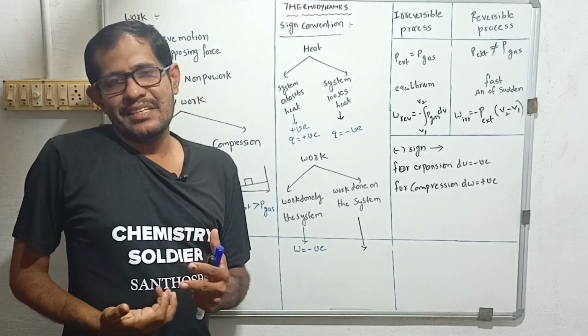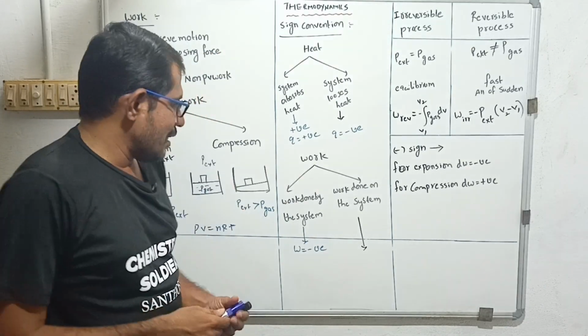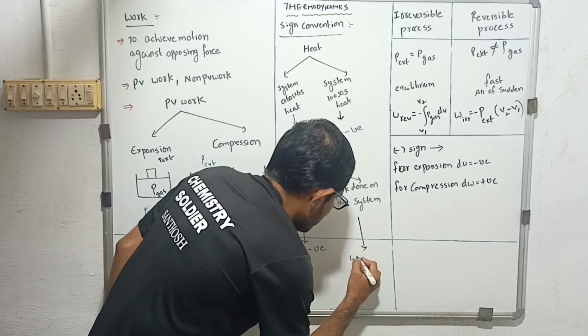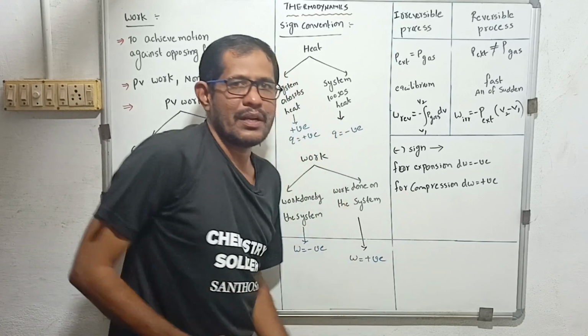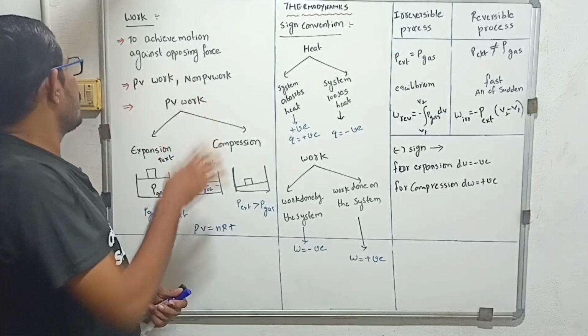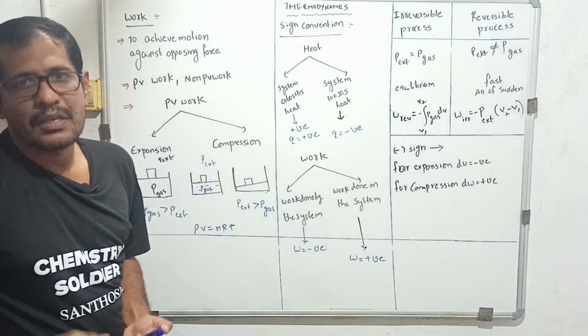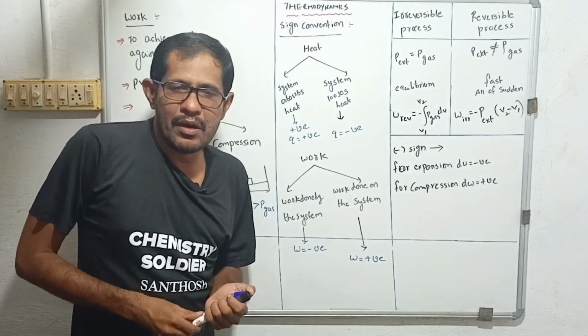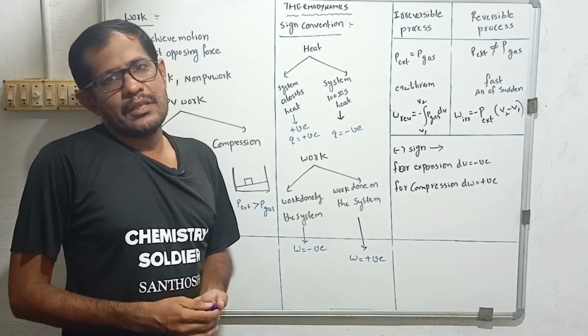System is gaining energy, so that means it is positive. If work is done on the system, it is positive, right? So from these two cases, remember three things. What is work? To achieve motion against opposing force. It is either PV work or non-PV work. In thermodynamics, we deal with PV work.